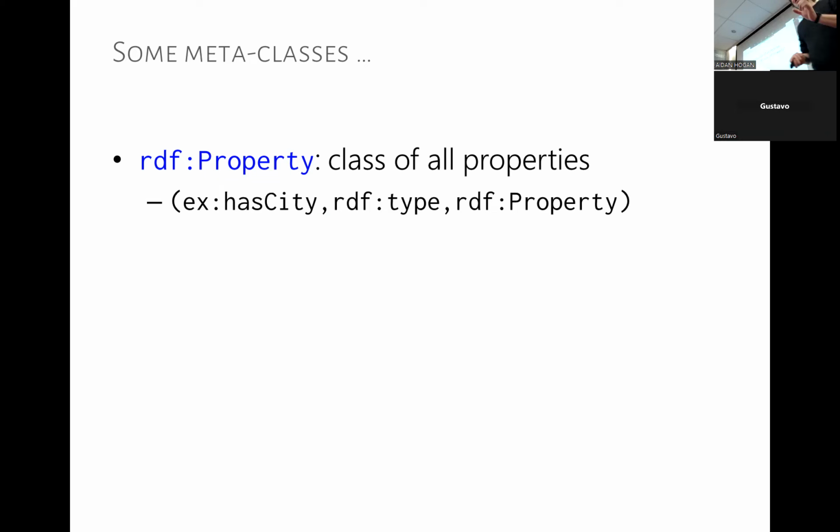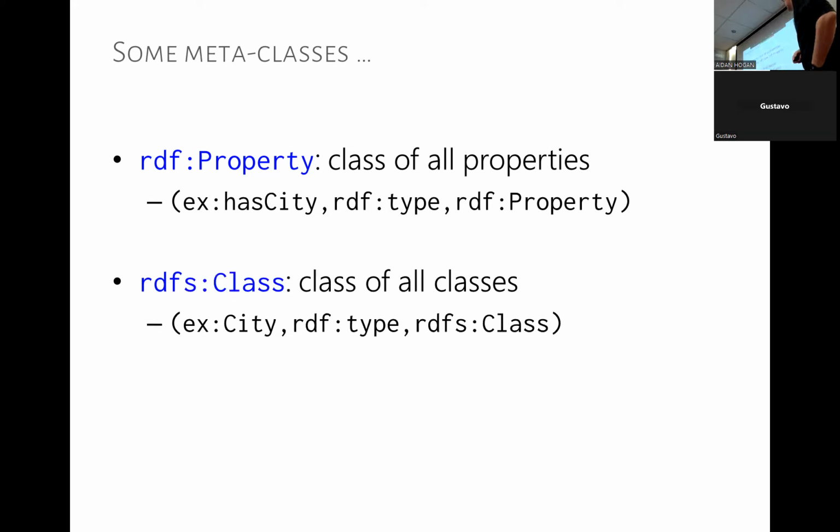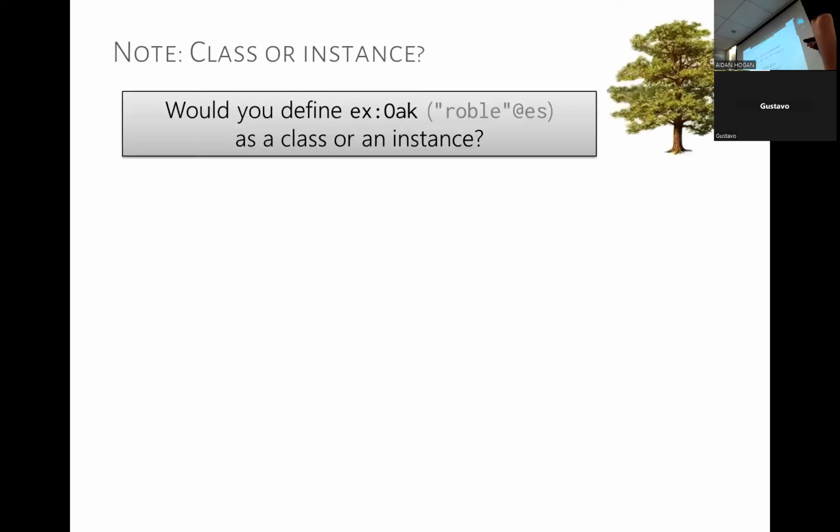So RDF property is the class of all properties. So we can say, for example, that has city is of type property. And we have RDFS class, which is the class of all classes. So we can say, for example, that city is of type RDFS class. And again, we see it's RDF property, but RDFS class. So this is a little bit messy. They could have done a cleaner job of this, but it wasn't clear what was needed when they started standardizing these things.